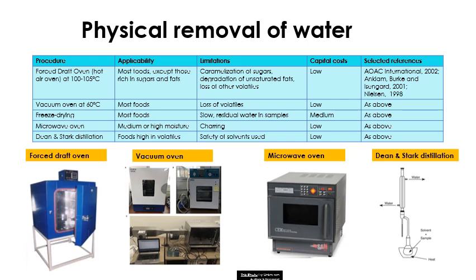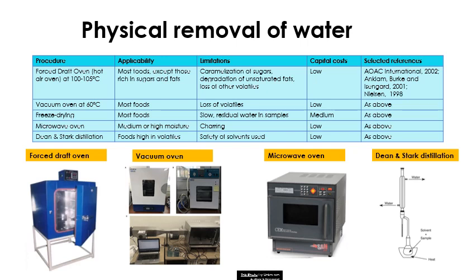Okay, so this method is highly versatile. It can be applied to the majority of food, except for food that is rich in sugar and fat. The reason is that if food is high in sugar and fat, it may induce Maillard reactions, because you have to remember this sample will be heated to more than 100 degrees Celsius. Okay, so these are the limitations. It will also lead to caramelization of sugar, degradation of unsaturated fats, and loss of other volatiles.